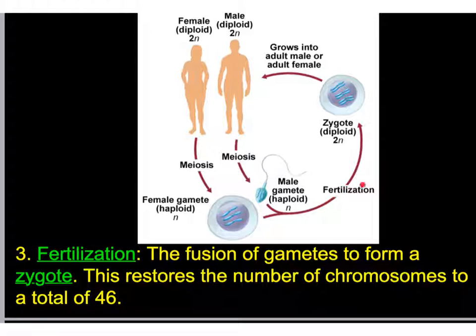Fertilization is this special name for what happens when sperm meets egg, and the result of fertilization then is what we call a zygote. So this is that one cell that we all started life as. It's got its own special name. It's called a zygote. Make sure you know those two terms as well.